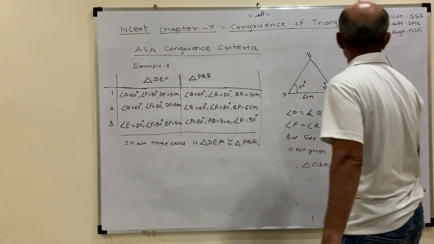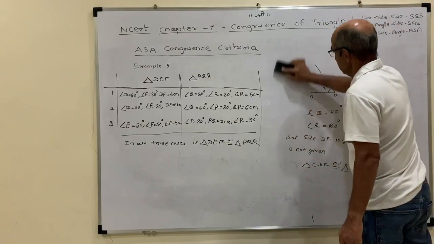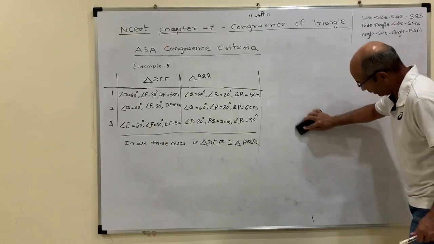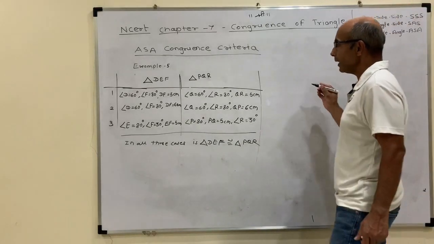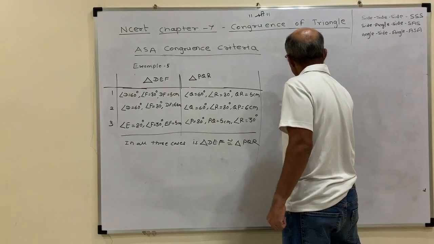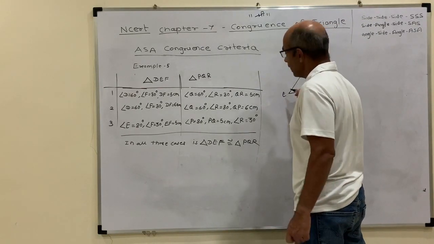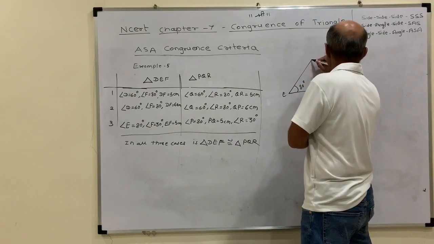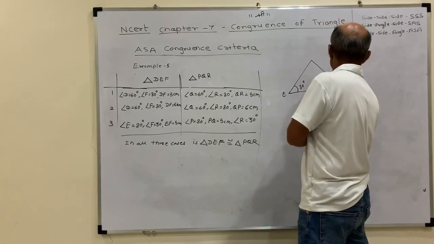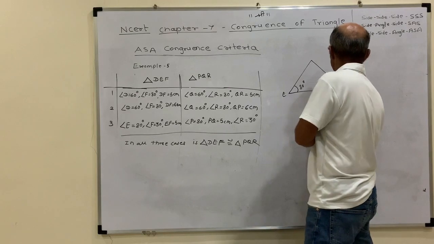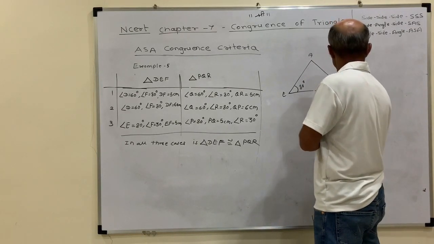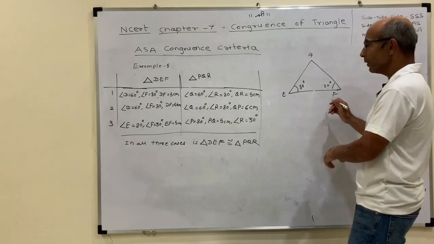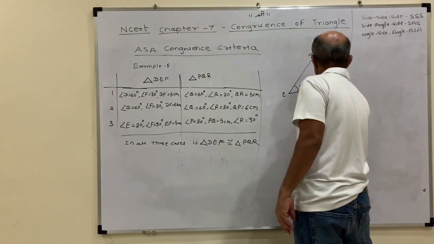Now let's move on to the third one. Now the third one, what they say, angle E, so I consider this as E, and E they have given as 80 degrees. Fine. F, I consider this as F, they have given 30 degrees. So this is my D, okay, and this is my F. Now I sketch, and EF they have given as 5 centimeters.